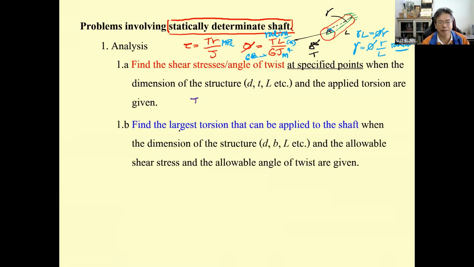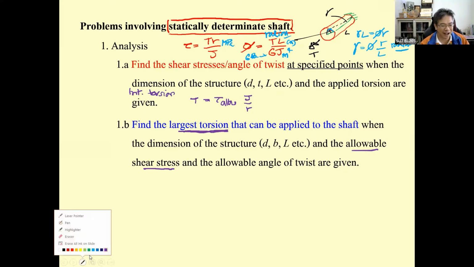The second one, from this equation, you may do again the T. We are going to determine the largest torsion. So there are two equations, and you get two largest torsions. From this equation, the T is going to be tau allowable, the allowable shear stress, times J, and then divided by R. This is going to be the internal torsion, which is different from what they're asking us. They are asking for the external torsion.